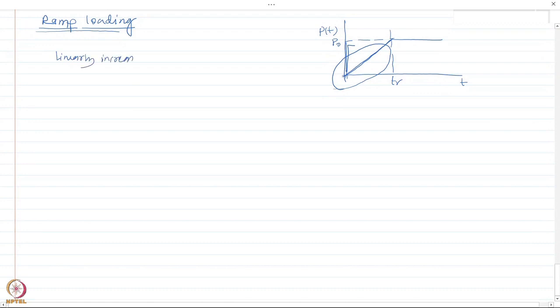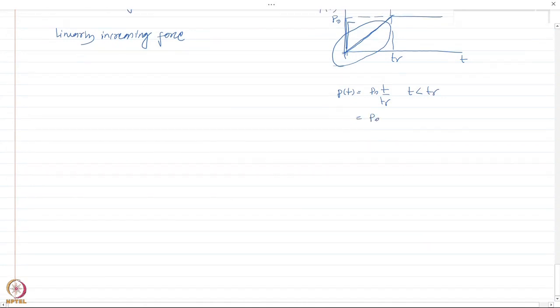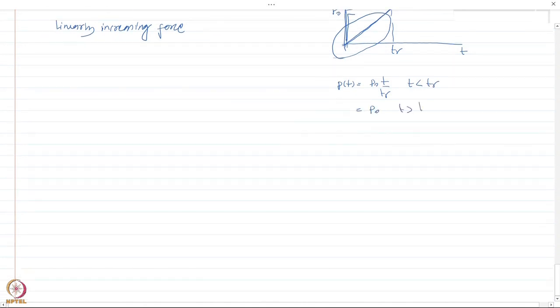Okay, linearly increasing force. Remember, for this case, P(t) I can write as P naught t by t_r for t less than t_r, and it is equal to P naught for t greater than t_r. Okay, let us put an equal sign here. So we want to find out, when it is still in this range, what is the response? And that is not very difficult to do.